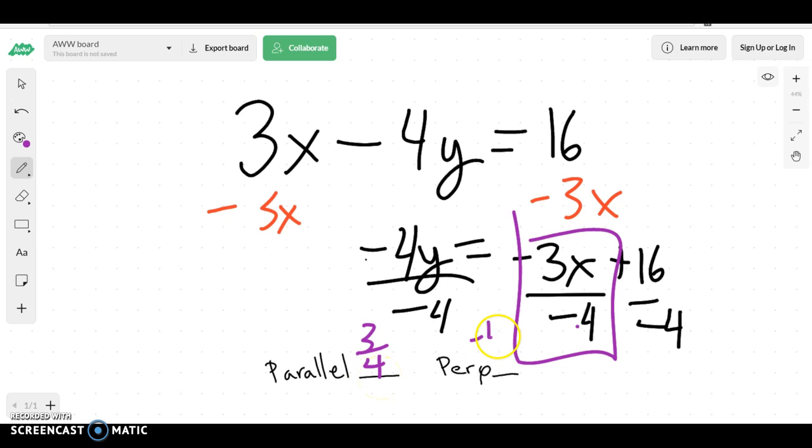And perpendicular is the exact opposite. So this is positive, this will become negative. Because it's 3 over 4, it becomes negative 4 over 3. That's how you do all of those problems.